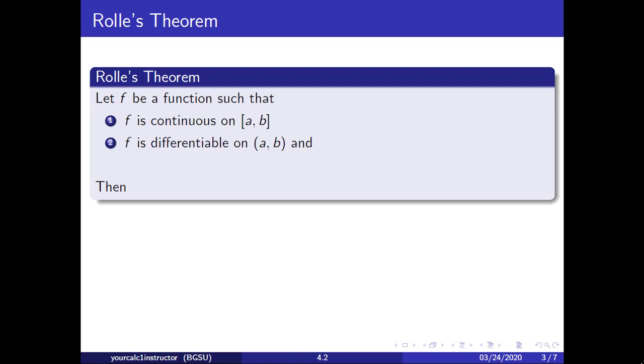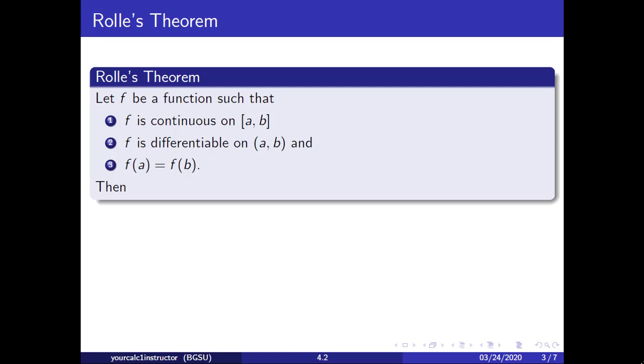Two, that f is differentiable on the open interval from a to b. That is, f prime of x exists, and the graph of f is smooth, without any sharp corners or kinks. Three, that f of a equals f of b, so the function is equal at the endpoints of the interval.